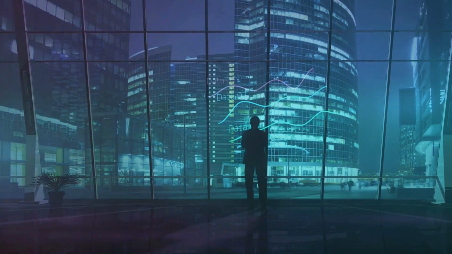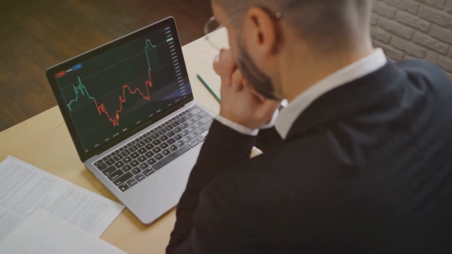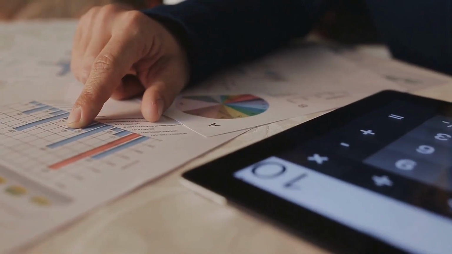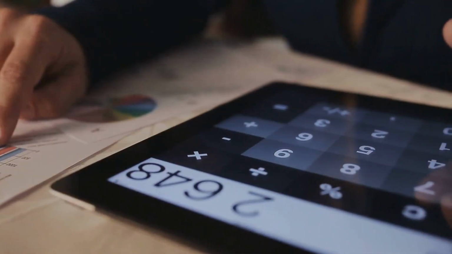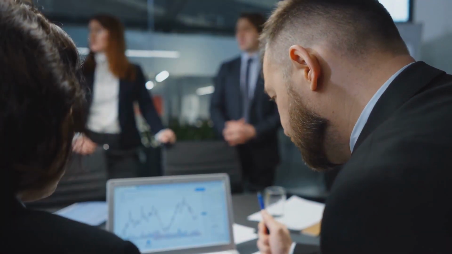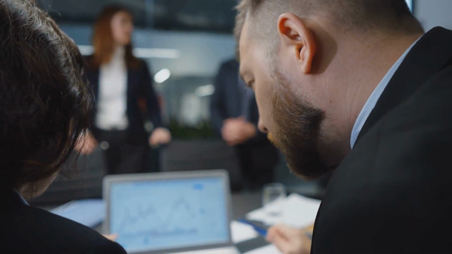Risk assessment is crucial in the investment analysis process. This step involves evaluating the potential risks associated with an investment, such as market volatility, regulatory changes, and economic downturns. By identifying and mitigating risks, investors can protect their capital and maximize returns.